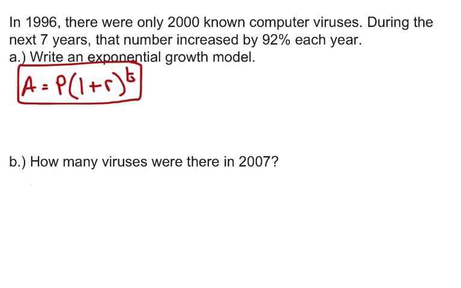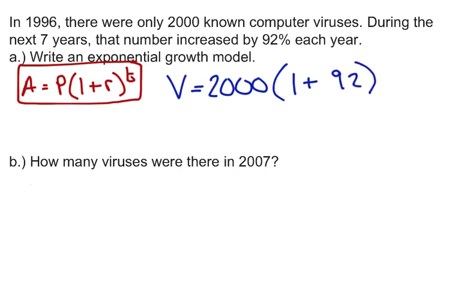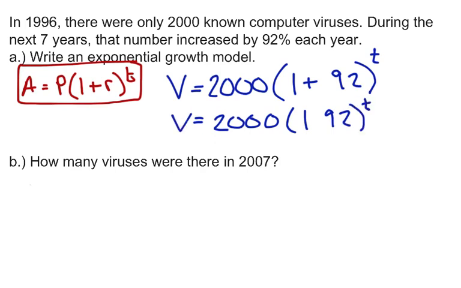In 1996 there were only 2,000 known computer viruses. During the next 7 years that number increased by 92% each year. Write the exponential growth model for this situation. Well, our amount at any given time, we'll call that V for the number of viruses, is going to be equal to the starting amount. In this case we started with 2,000 viruses. The rate of growth each year was 92%. So we write that as 1 plus 0.92 to the t power. So we can simplify this model into 2,000 times 1.92 to the t. And that'll give us the number of viruses for any year after 1996.